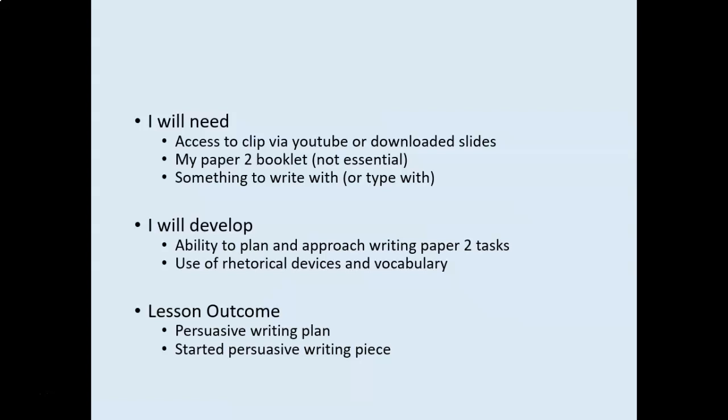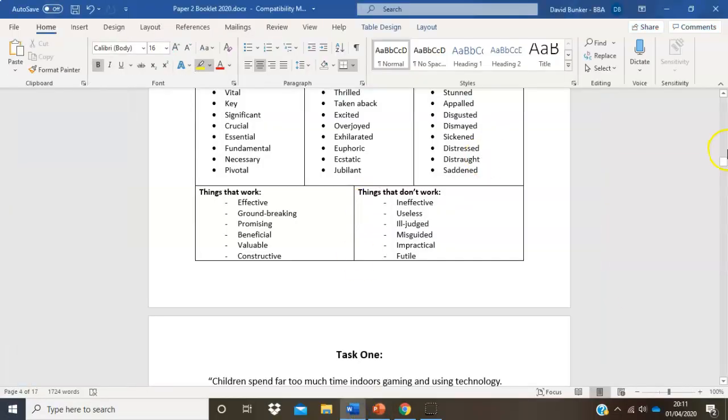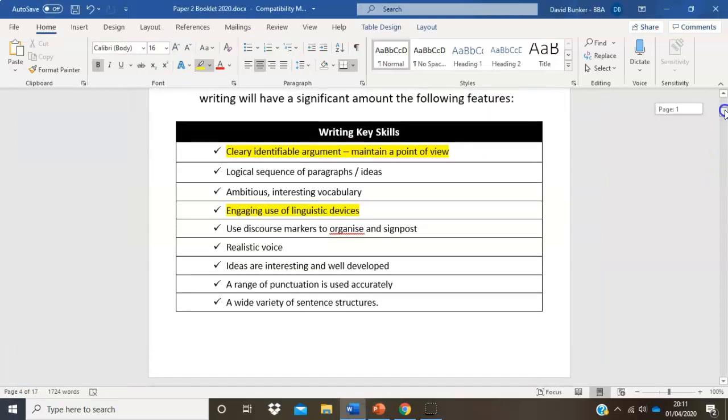And paper 2 is writing to give an argument or a point of view. So part of this involves developing the way you use rhetorical devices and vocabulary. This is a 50-minute lesson, so by the end, I'm hoping that you'd have planned your writing and you'd have started it. Maybe you've just written the first 1 or 2 paragraphs. So I'm going to go back and remind you of your persuasive writing booklet and what it looks like.